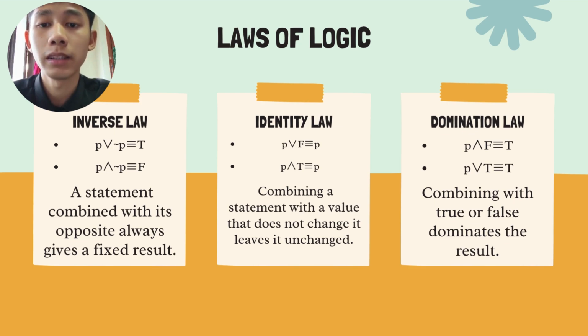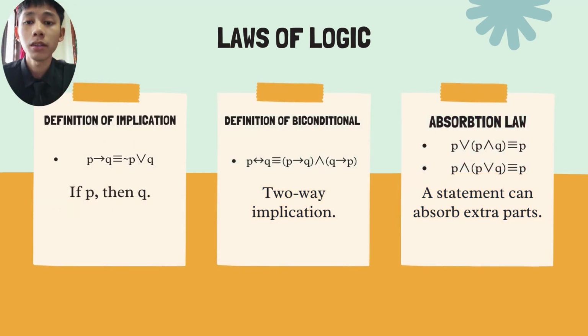Domination law explains that combining a statement with true or false can dominate the result. P or true is always true, while P and false is always false. Definition of implication states that if P, then Q is equivalent to not P or Q. The implication is false only when P is true and Q is false.